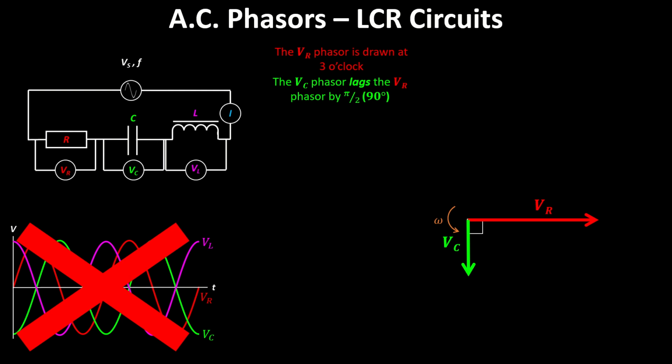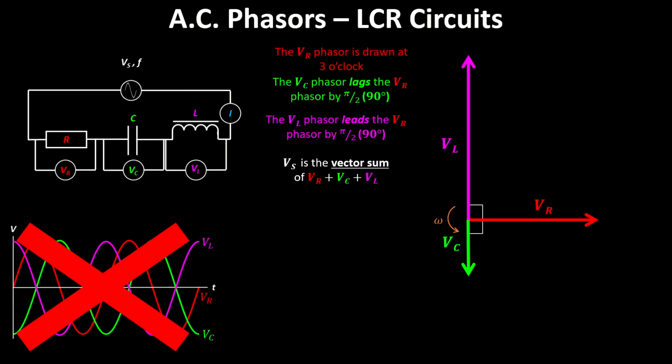In this case, I'm not drawing them to be the same size, just to be clear, because they don't have to be. The VL phasor will lead VR by pi/2, so it'll be upwards. And we can find Vs as the vector sum of all three of those if we add those together. So if we go up VL, then across VR and down VC, we end up with a vector that's something like that.